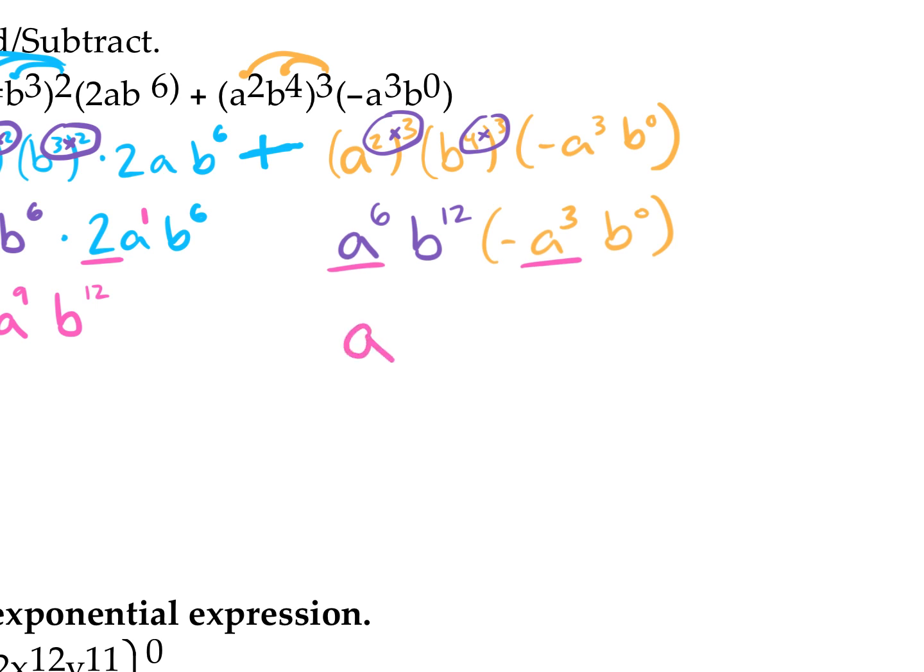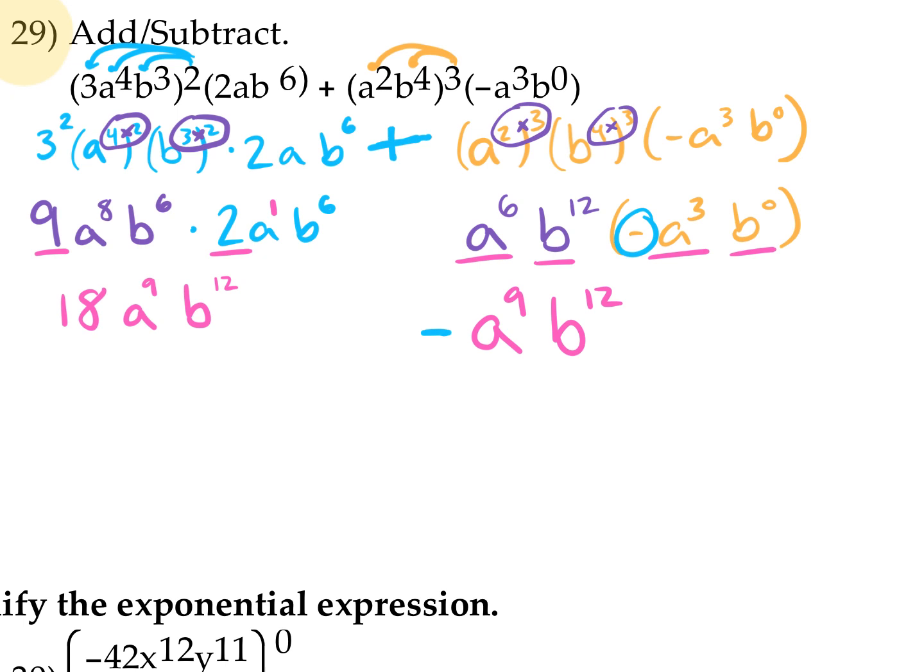So that would be a to what power? A to the power of 9. And then with the b's, what's 12 plus 0? 12. So b to the power of 12. Now I'm missing one little piece. Yes. The negative, I'm just going to put that in front of the a. We didn't have another number that got multiplied to, so we just need to put it in front of the a. Now be careful, we are still adding here.